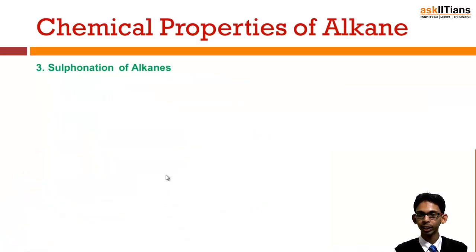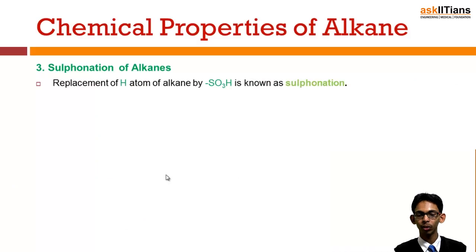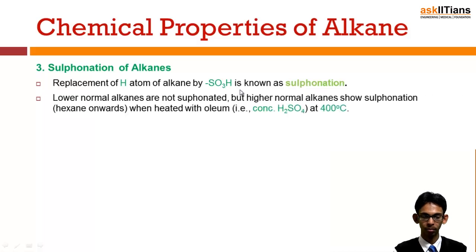Next is sulfonation of alkanes, and this involves replacement of a hydrogen atom of alkane by an SO3H group, and it is called sulfonation. Now lower normal alkanes do not undergo sulfonation, but higher normal alkanes show the sulfonation reaction when they are heated with oleum, that means concentrated H2SO4, at 400 degrees Celsius. And this is the reaction.